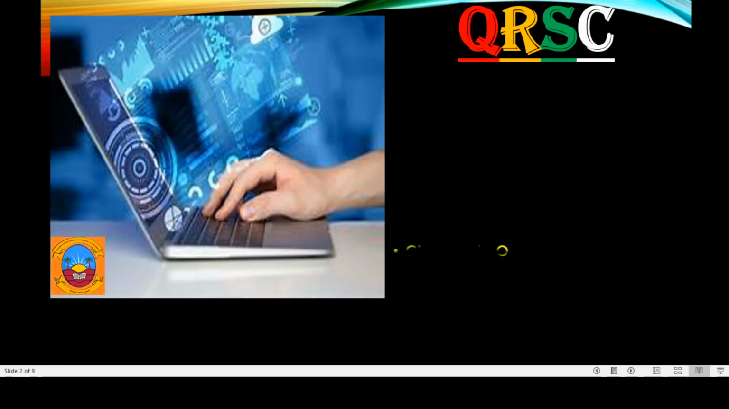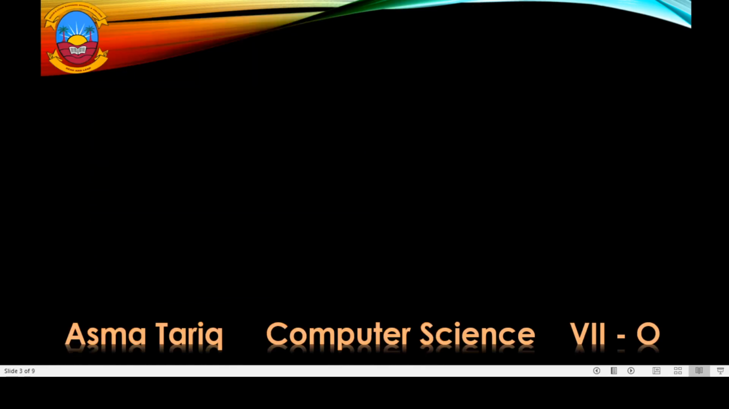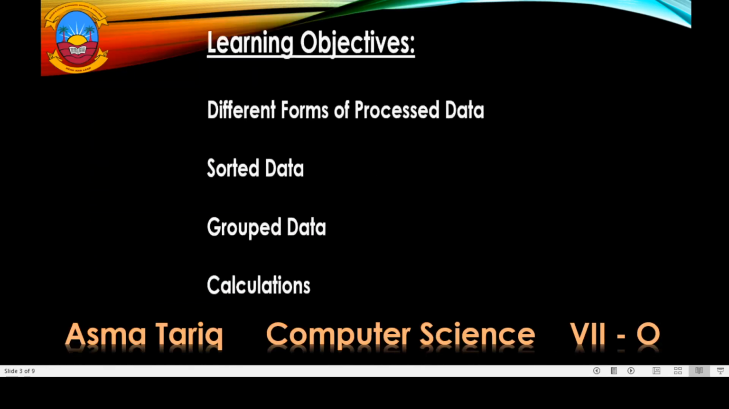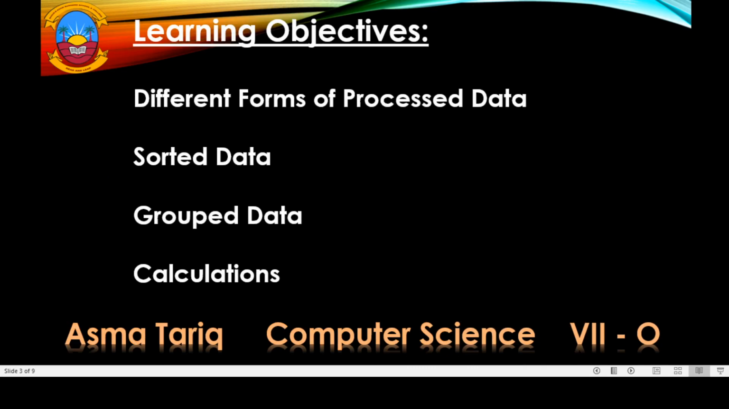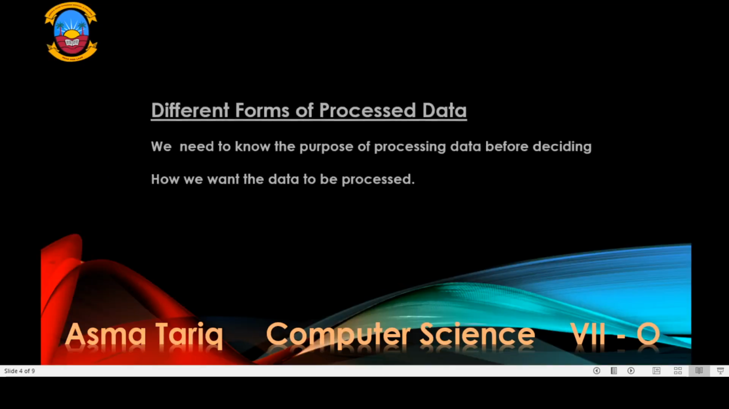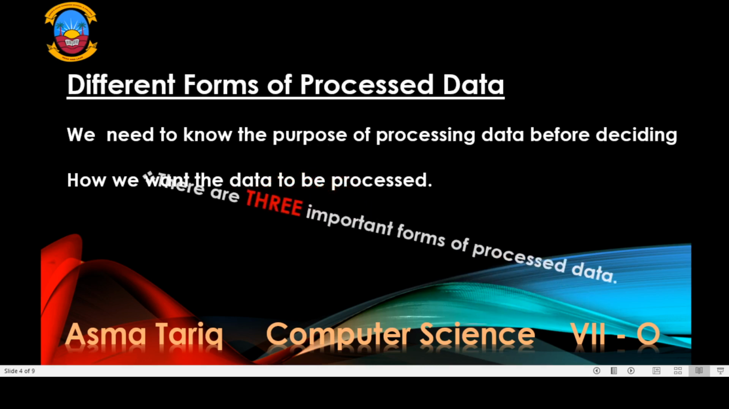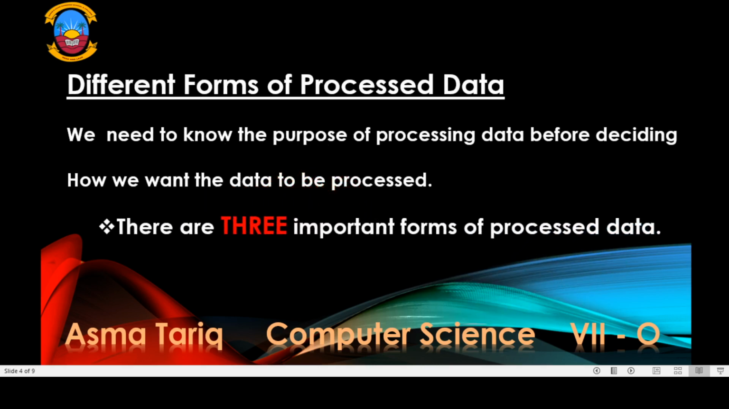Today we will discuss different forms of processed data, sorted data, grouped data and calculations. Different forms of processed data. We know now that data is processed in steps. Different processing operations can be carried out on data.